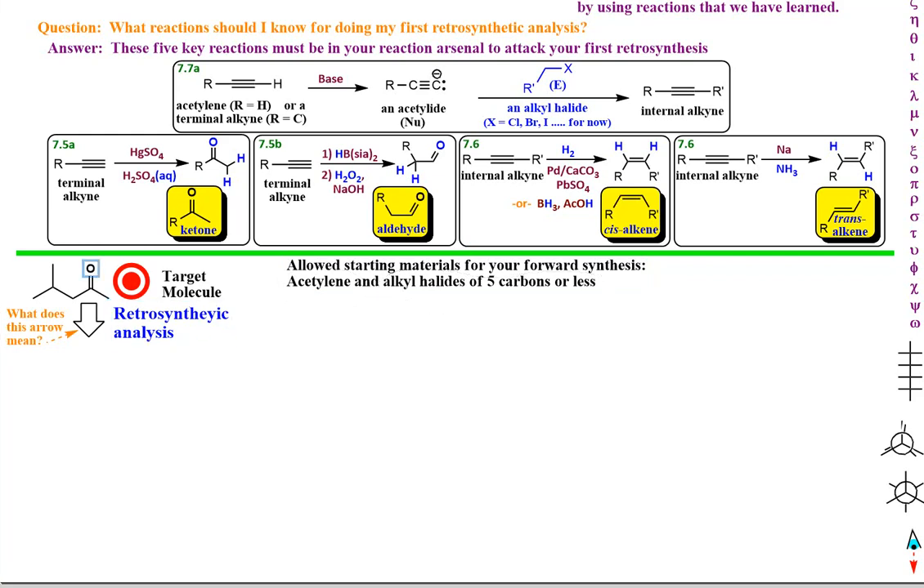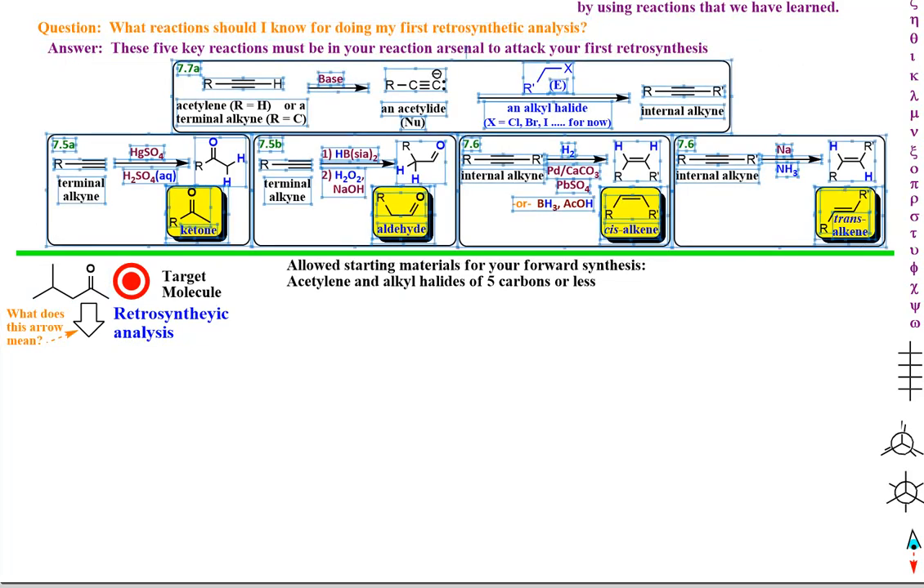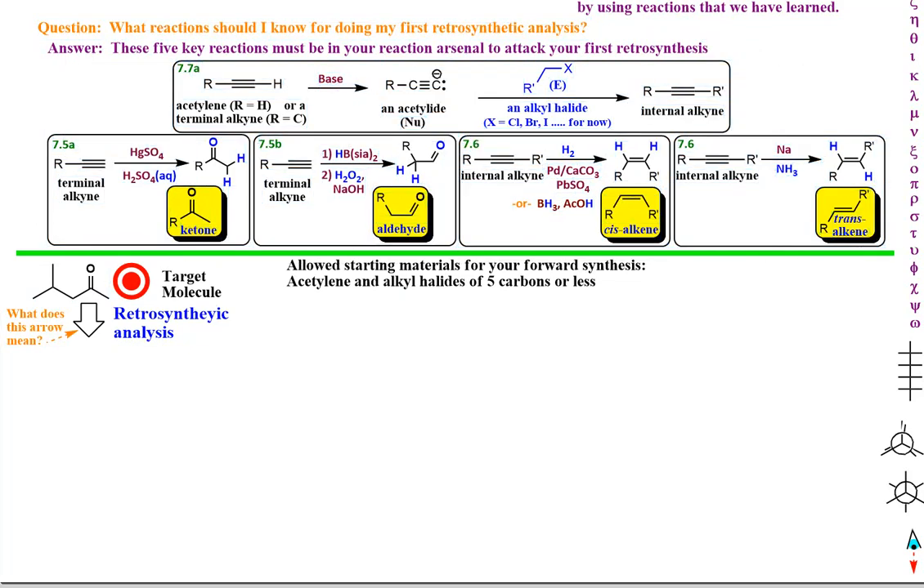So what we have here is a target molecule, a ketone. We have to go back in our memory banks. This is all in our memory up here, this whole area, and we won't be given this on the test. And we hunt down our recollection of how to make a ketone, and we say, here's a ketone. How did I make that ketone? I made it from a terminal alkyne.